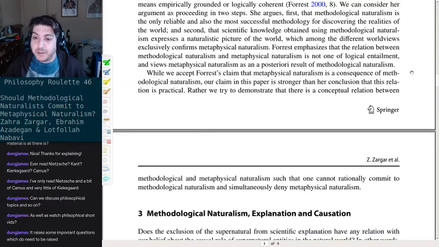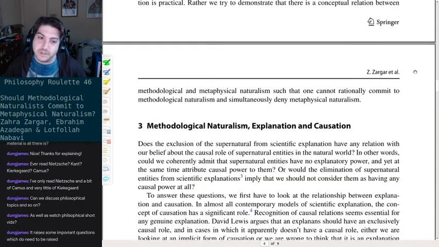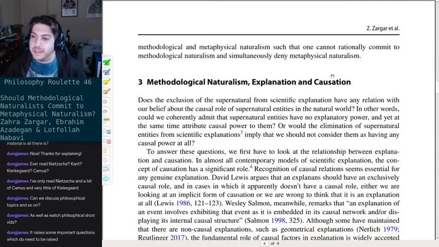While we accept Forrest's claim that metaphysical naturalism is a consequence of methodological naturalism, our claim in this paper is stronger than her conclusion that this relation is practical. Rather, we try to demonstrate there is a conceptual relation between methodological and metaphysical naturalism, such that one cannot rationally commit to methodological naturalism and simultaneously deny metaphysical naturalism. Okay, so this is the big claim right here.